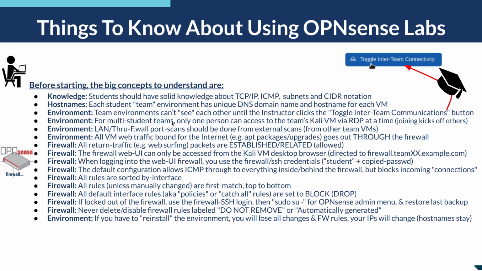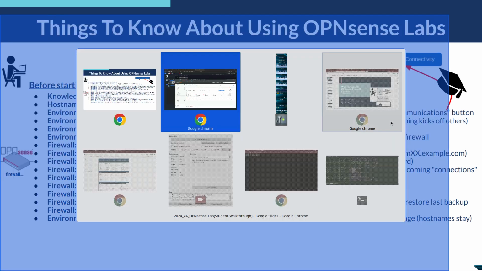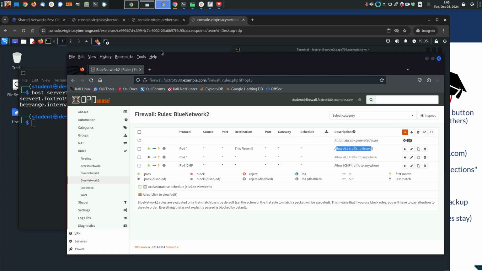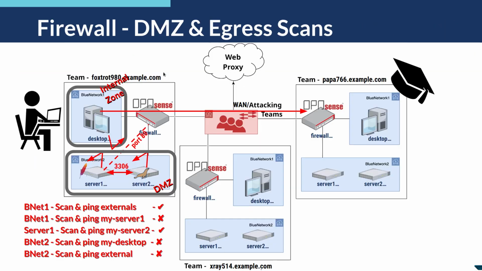For multi-student teams, only one person can access the Kali VM RDP at a time. So this interface here. For example, if another team member, let me go back to my network map here. This system here, because this system is used to administer the DNS, only one person should be doing that.